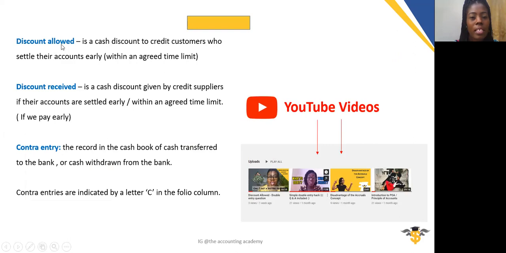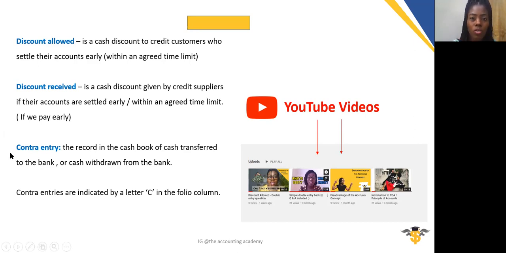Discount allowed is a cash discount to credit customers who settle their accounts early. A discount received is a cash discount given to us by our credit suppliers. And I'm saying us because as an accountant, put yourself in the business's shoes, right? So we sometimes will get discounts when we pay our accounts early, when we pay our suppliers early. This is very important, guys.